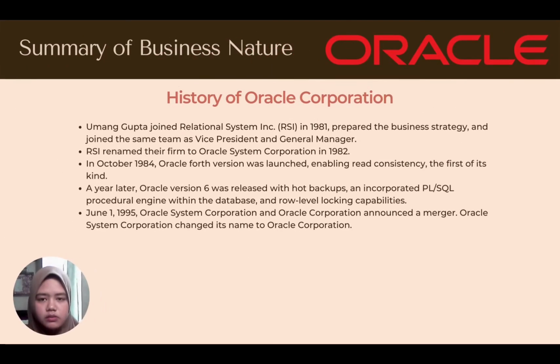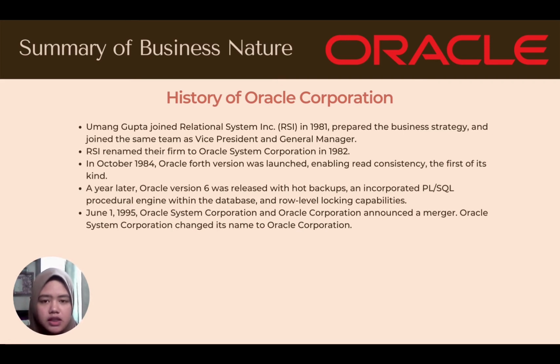After that, Umar Gupta joined Relational System Agency in 1981, prepared their business strategy, and joined the same team as Vice President and General Manager. To build a connection with the major product, RSI renamed the firm to Oracle System Corporation in 1982.